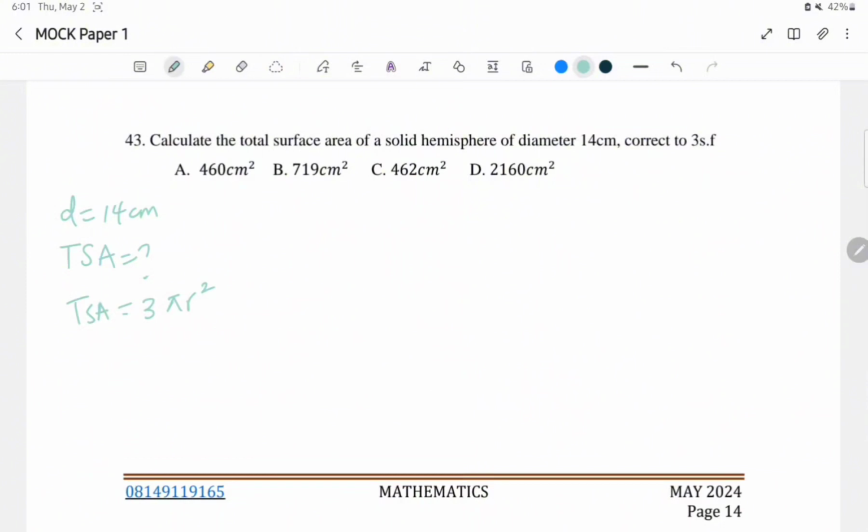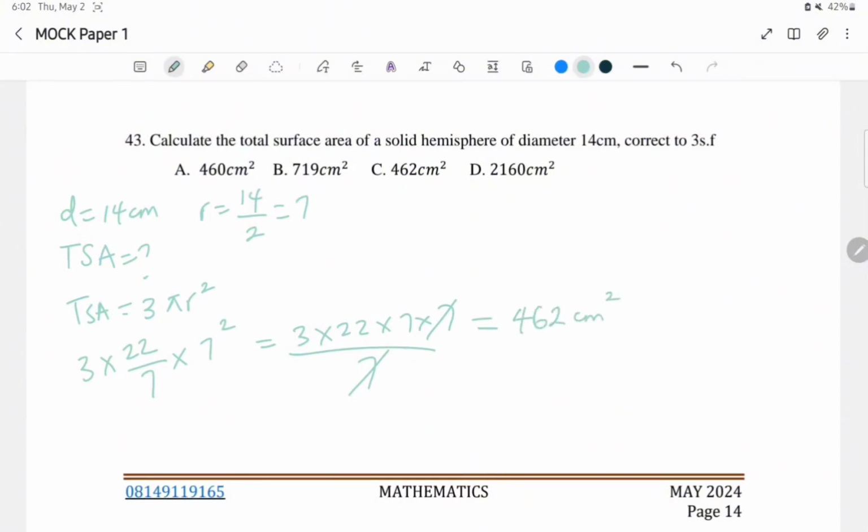So 3 times 22 over 7 times r, that's r is 14 over 2, which is 7 squared, which is 3 times 22 times 7 over 7. 1 seven here will cancel 1 seven here. When I multiply these three numbers, I will get 462 centimeters squared.